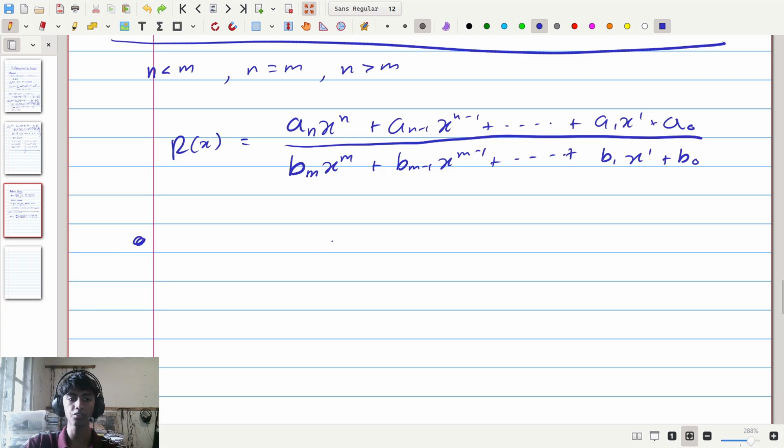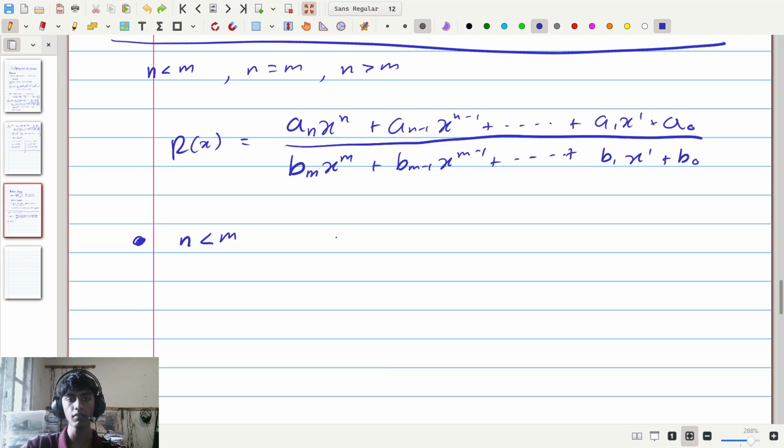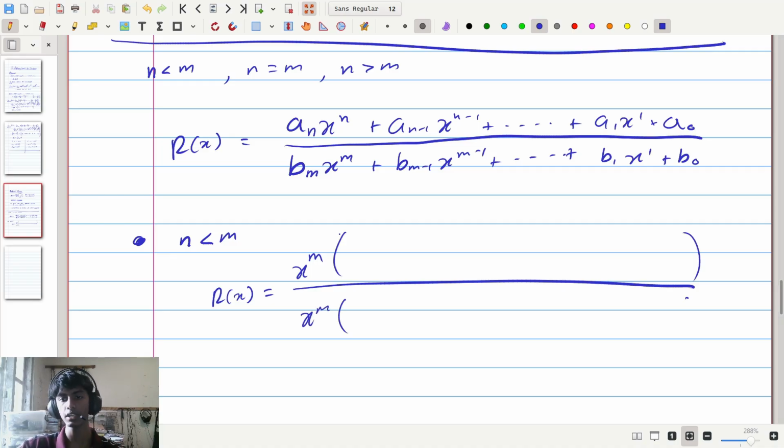In the first case, when n is less than m, if I factor out x^m from both of these, if I just take an x^m out of the denominator and the numerator, then R(x) is equal to x^m divided by x^m times something. So over here, from the numerator, if I factor out an x^m, when we divide by x^m here, we're going to have x to the power of n minus m times a_n.